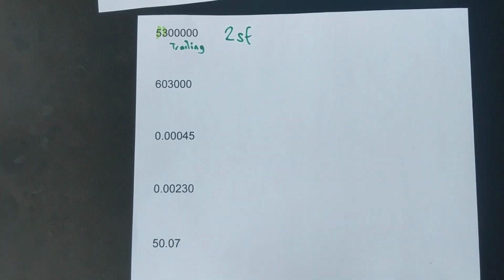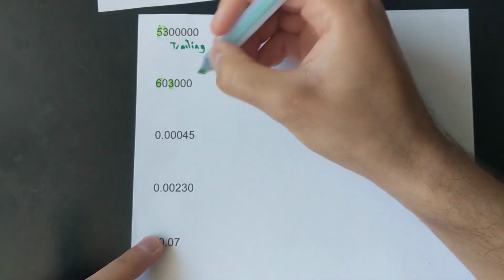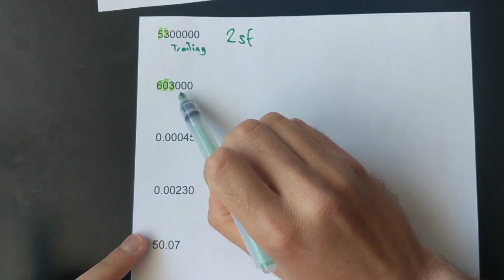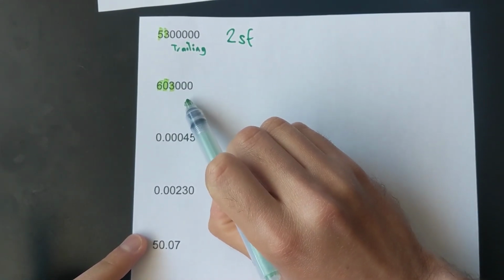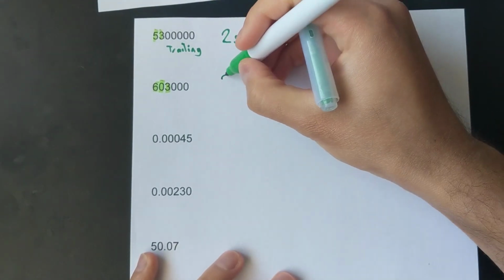Here, 6 and 3 are definitely significant. This 0 that's between these two is also significant because it's between significant figures. Then again, we've got more trailing zeros here. So this time is 3 significant figures.